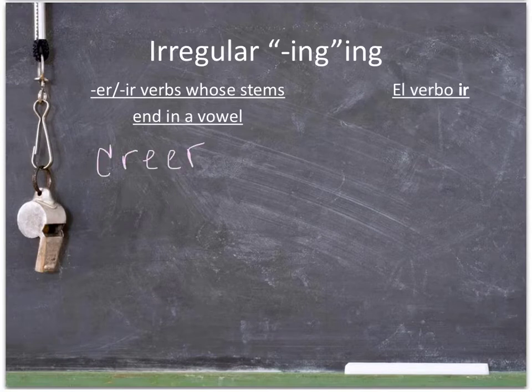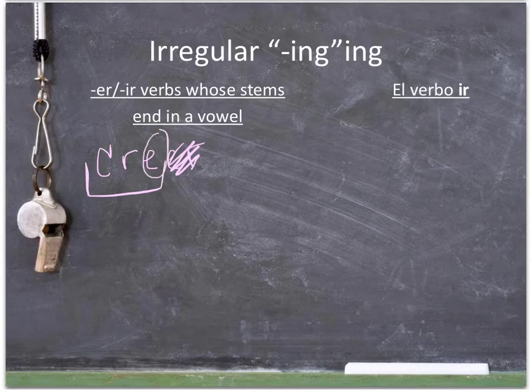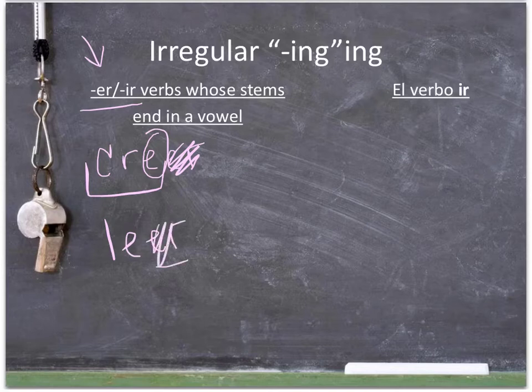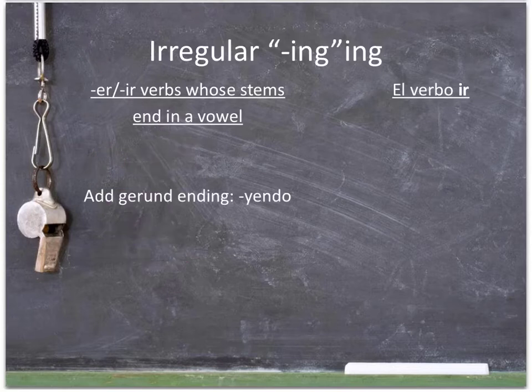If you have the verb creer, I find the stem by dropping the ER. This is my stem right here. If my stem ends in a vowel, then it's going to fall under one of these verbs that I'm about to show you what the irregularity is. So again, if it's an ER-IR verb, and once you drop that ER or IR, it ends in a vowel, then you're going to do what I'm about to teach you. Another example would be the verb leer. Leer is an ER verb. Once I drop that ER, I end with a vowel, so it's going to fall under this irregularity.